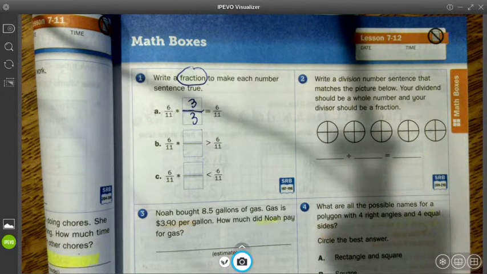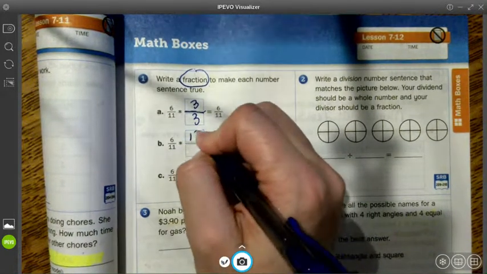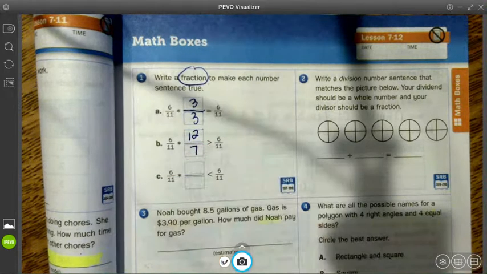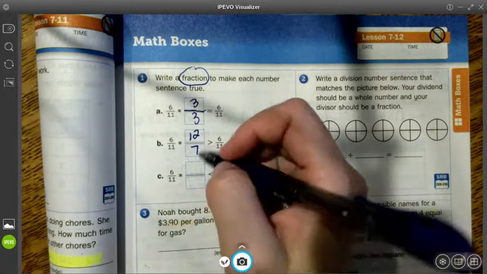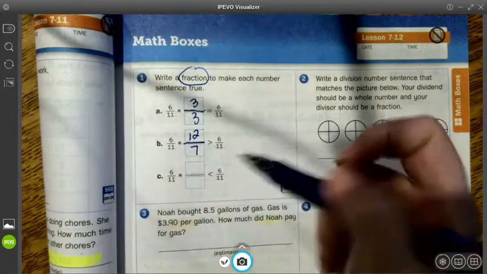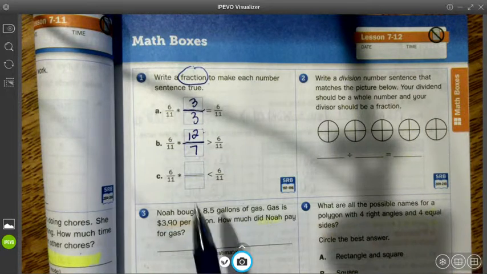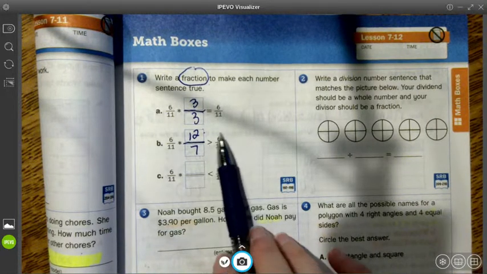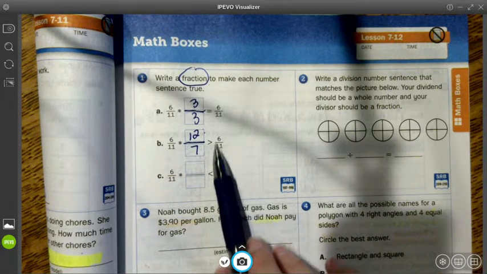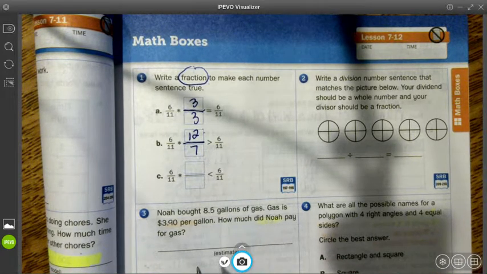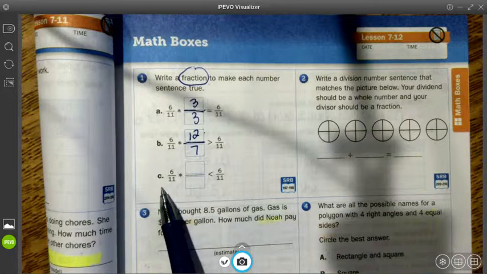Okay, hopefully you put some sort of fraction that's greater than 1. And it really doesn't matter what your fraction is as long as your numerator is more than your denominator. If it's greater than 1, then you're going to get something that's going to be less than what you started with. All right, let's look at C.